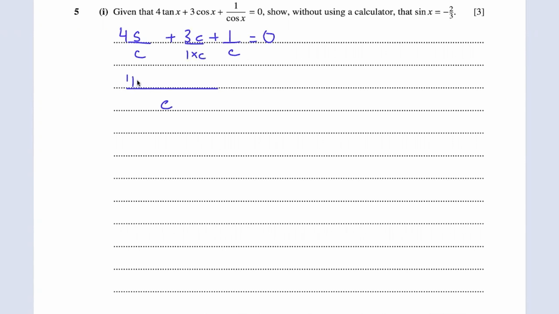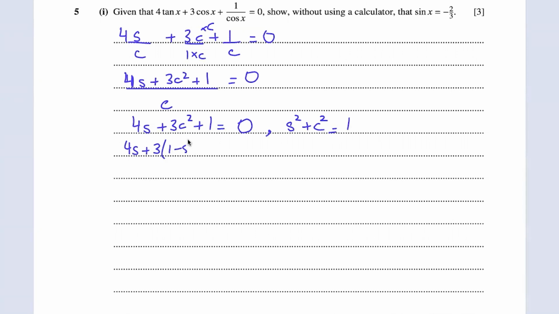So we get 4 sine plus 3 cos squared, as this will also multiply by cos, plus 1 is equal to, so cos times 0 will become 0. Now as we have to bring our equation in terms of sin x, we can use the identity sine square plus cos square is equal to 1. So cos square will become 4 sine plus 3 into 1 minus sine squared plus 1 is equal to 0.